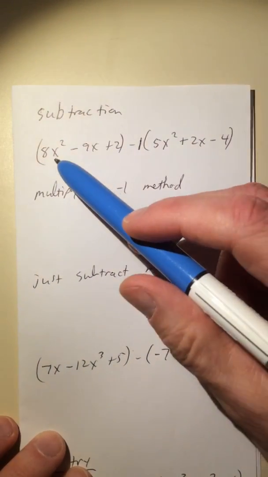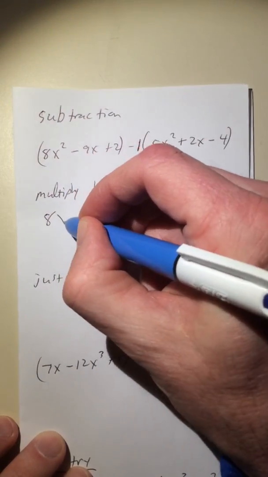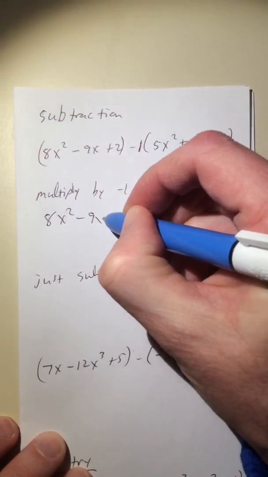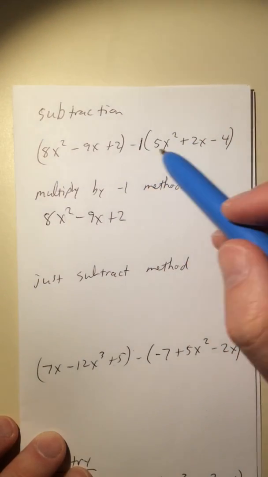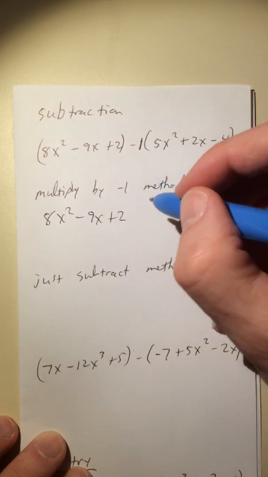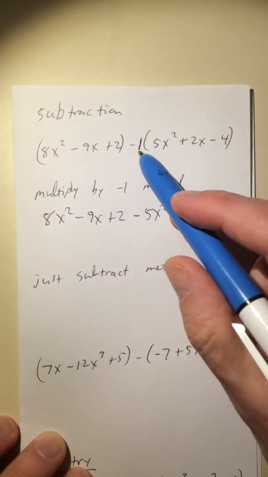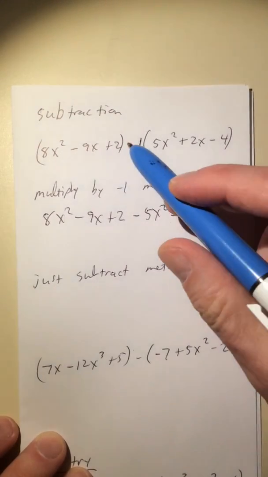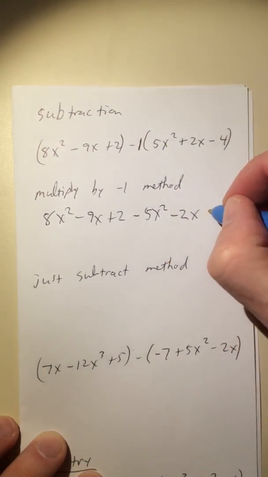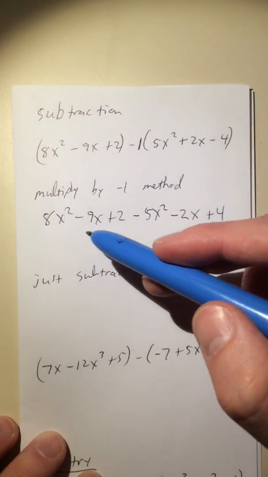So in this method here, we're going to keep the first polynomial the same as it is. So we're going to write 8x squared minus 9x plus 2. Then we're going to multiply all these guys by negative 1. So negative 1 times 5x squared is negative 5x squared. And negative 1 times 2x is negative 2x. And negative 1 times negative 4 is positive 4. And then we just put the like terms together, just like we did just a moment ago.